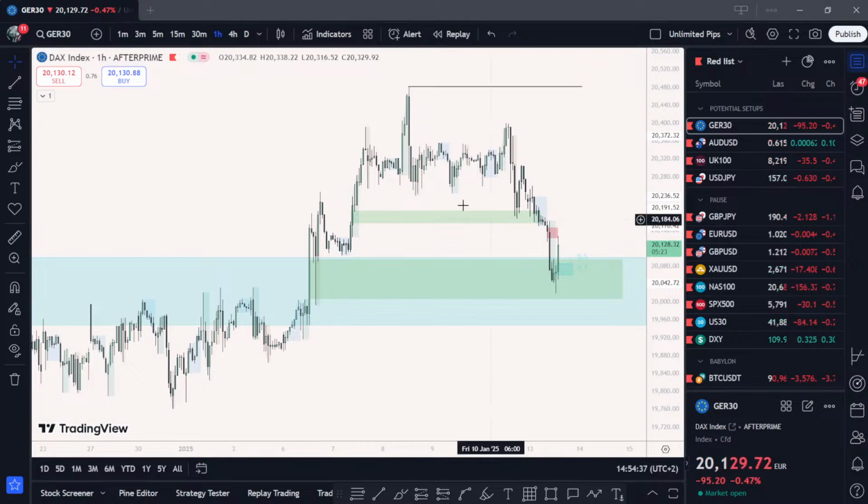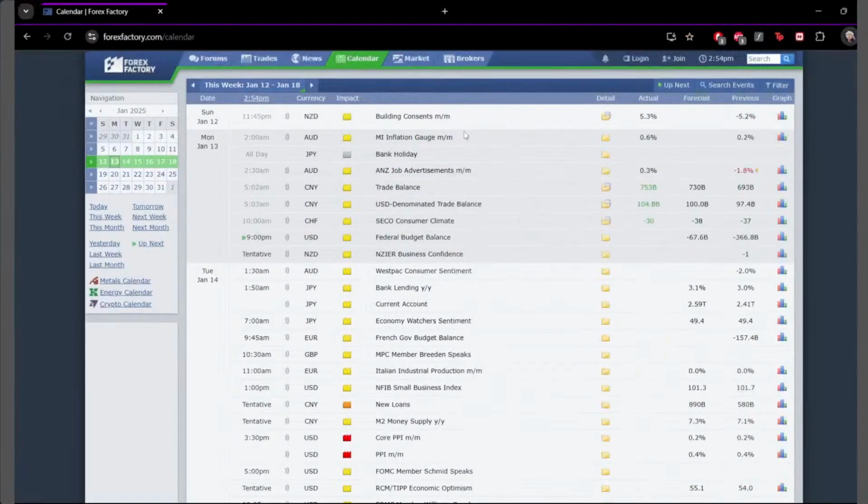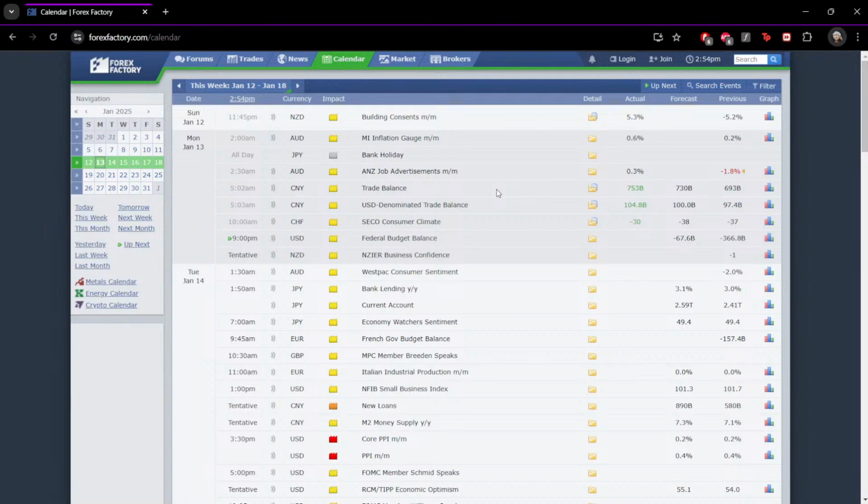So I'm gonna go over what we're looking at today, right? We have a pretty interesting day. I'm gonna start with our calendar as usual. So today we don't really have any news, so that's why it's gonna be mostly a low probability day. At least for London, it was a low probability day. That's why I didn't stream. But we're gonna see if we have some potential setups.